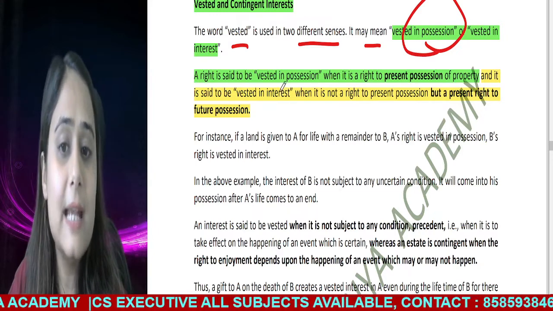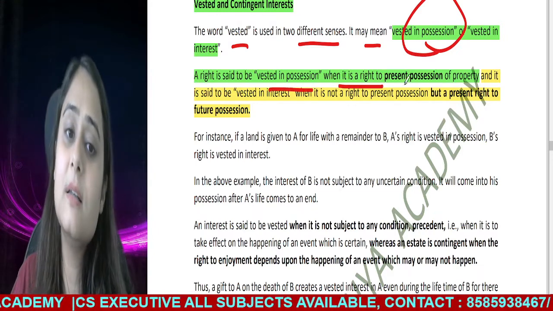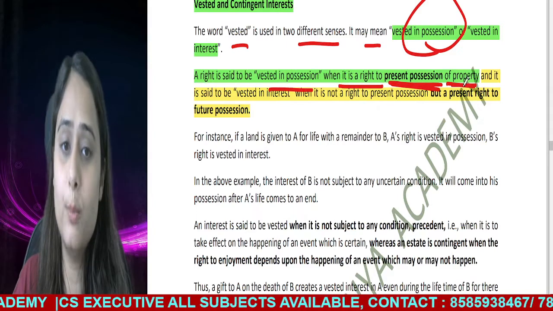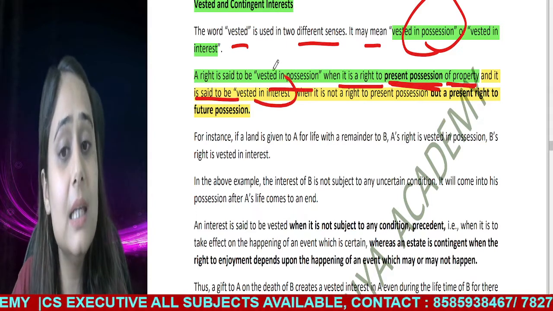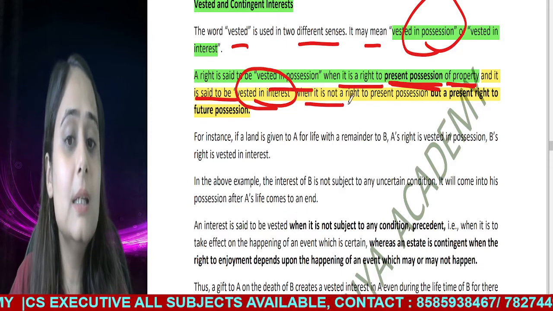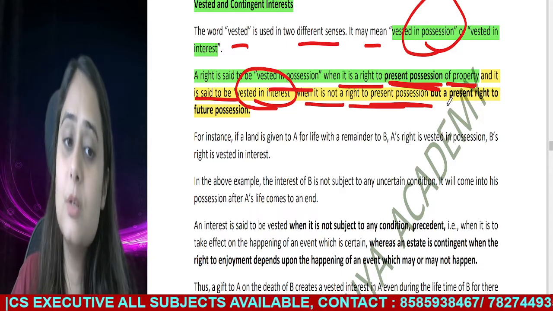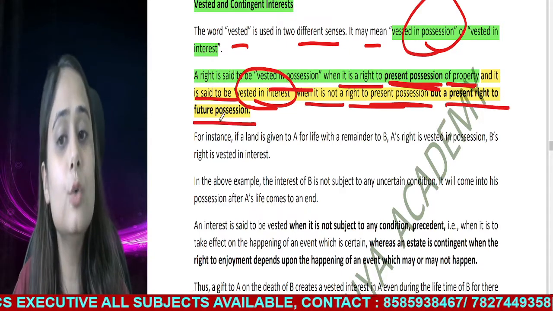See, a right is said to be vested in possession when it is a right to present possession of property, and it is said to be vested in interest when it is not a right to present possession but a present right to future possession.